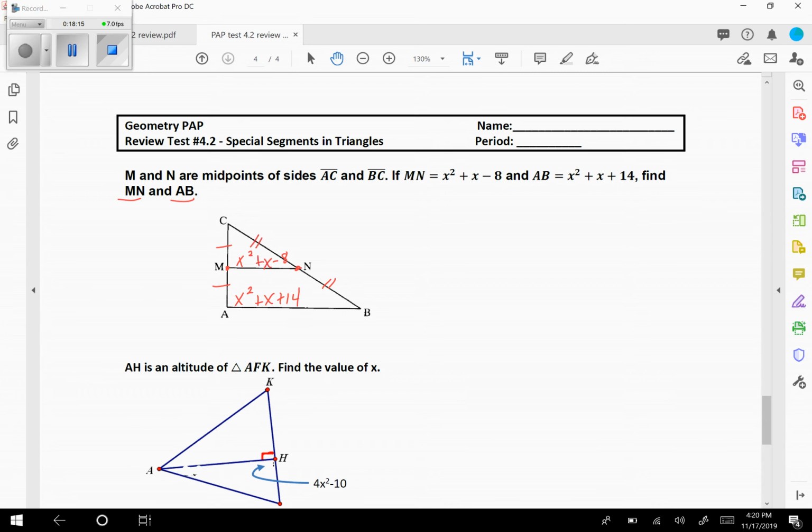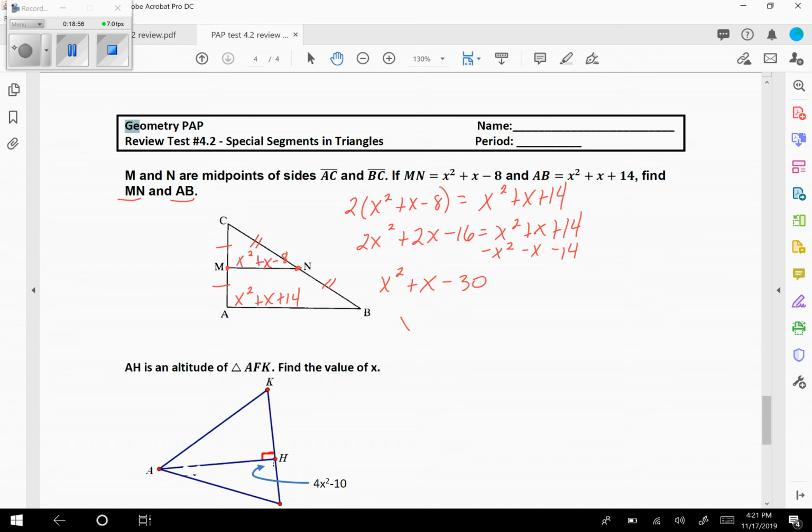All right, so let's see here. So 2 times x squared plus x minus 8 will be equal to x squared plus x plus 14. Okay, so 2x squared plus 2x minus 16 is equal to x squared plus x plus 14. Okay, take away x squared, take away x, take away 14. So 2x squared minus x squared is just x squared. And 2x minus x is just x. And negative 16 and then minus another 14, that's negative 30.